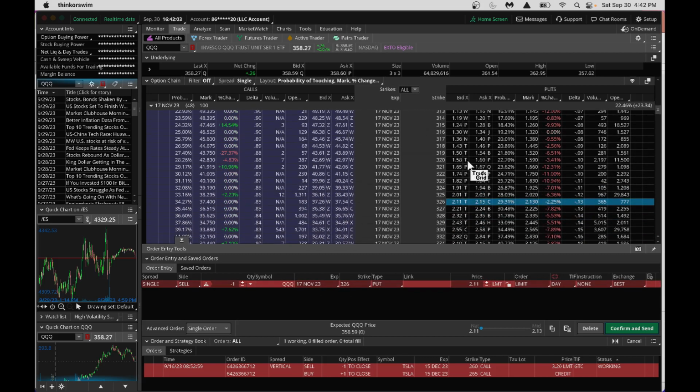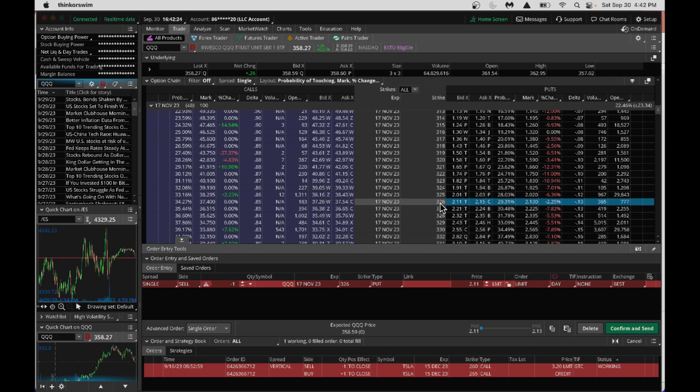As you scan through here, look at the delta here, 13. That tells you that it's a 13% chance for the stock price to come to 326 by 11/17, which is something that is low risk, as you can see here.